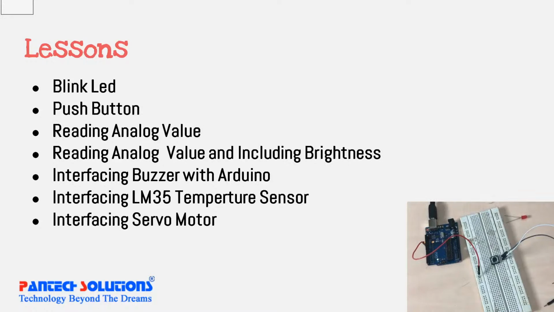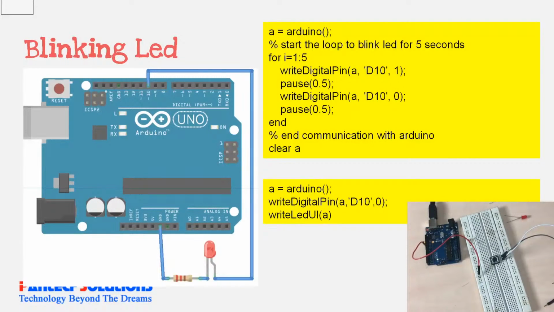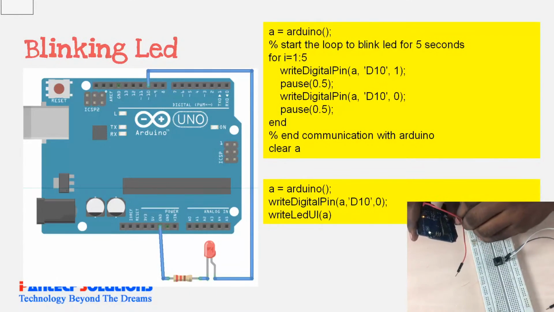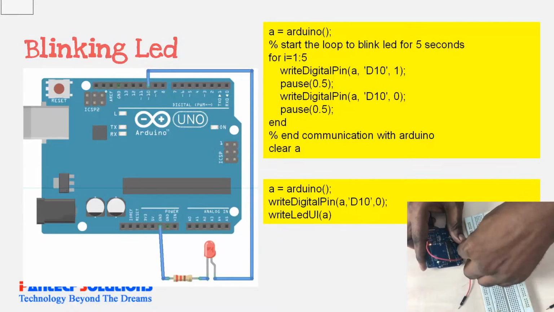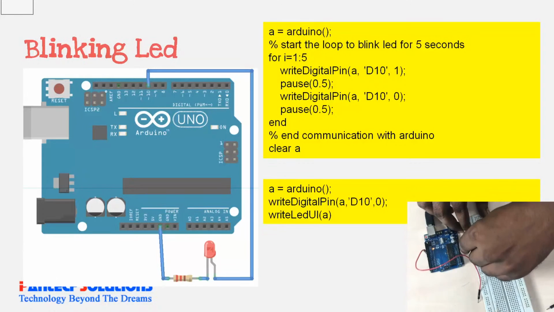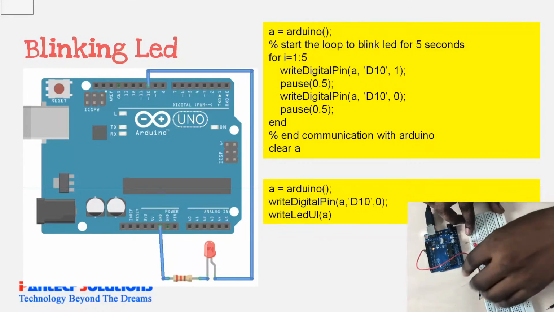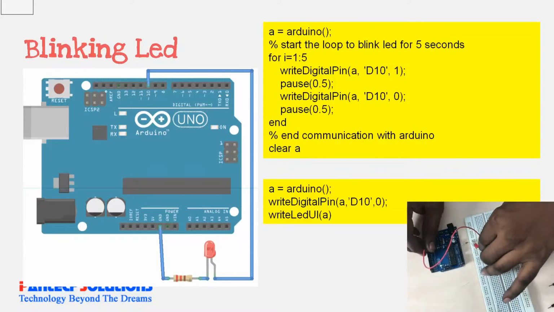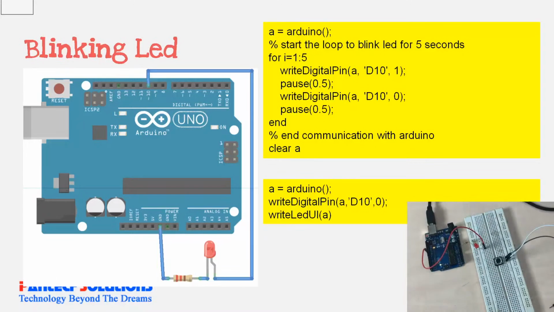So I'm going to connect the LED now. So this is the connection for blinking the LED. I'm going to connect the resistor to ground, and I'm going to connect an LED. Okay, the IO is connected to D10.